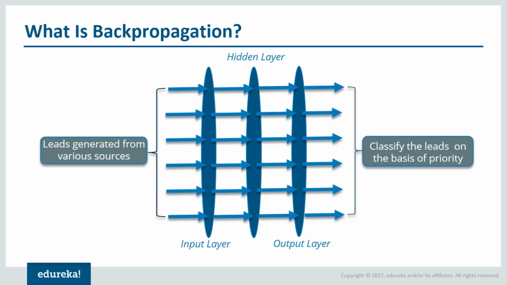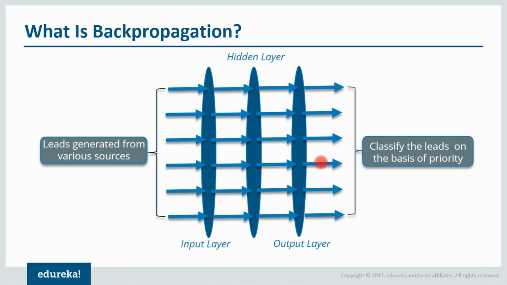So what is backpropagation? Now let us understand this with an example. We'll take the inputs as the leads generated from various sources, and my aim is to classify the leads on the basis of the priority. There might be certain leads which won't make that much difference to me, compared to the other leads. So in that case, I need to make sure the leads which are important get the highest amount of weight. How am I going to do that?